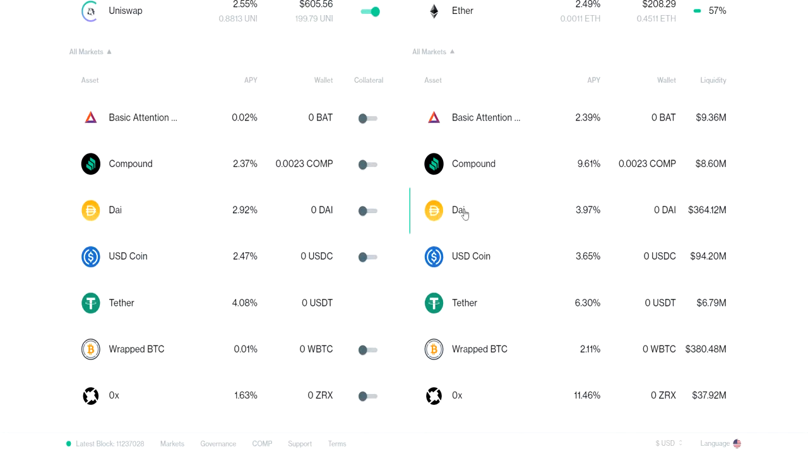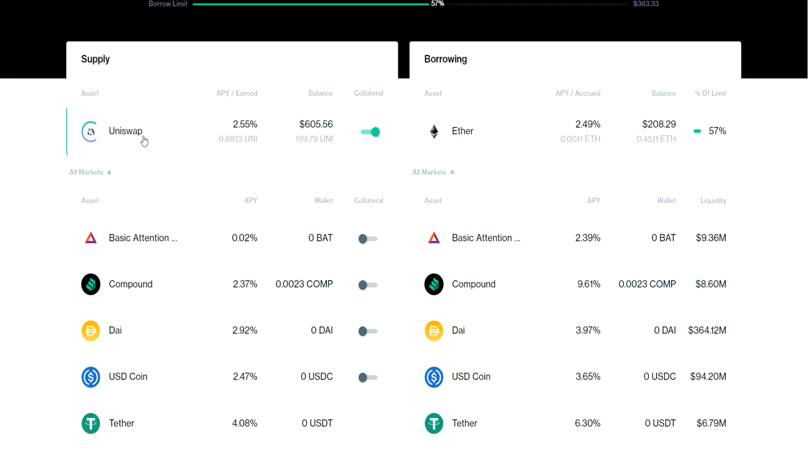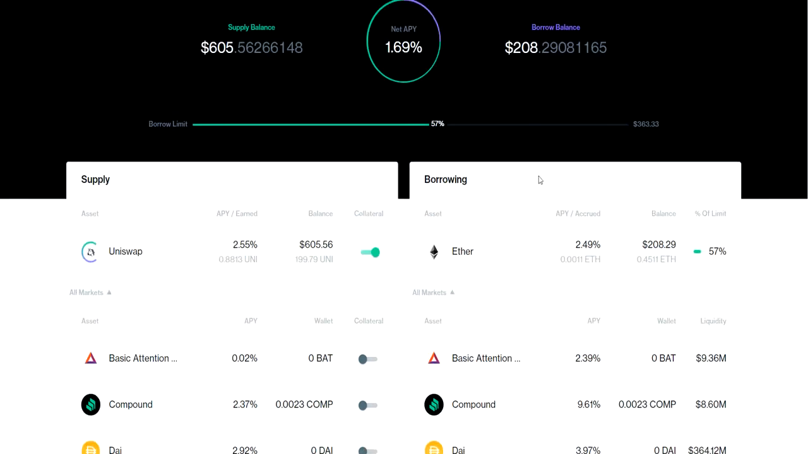But another reason why people like to borrow DAI, USD, or Tether is because the price against the US dollar doesn't move. It's pegged to the US dollar. So you don't have to worry about this going up and this going down and this gap being quite large. So what I've done is probably not the ideal thing to do, but that's what I've done.